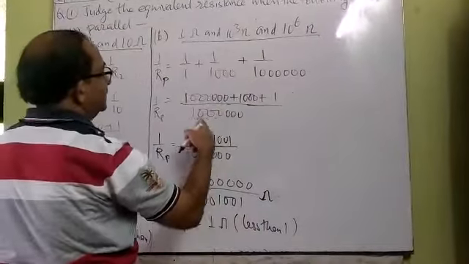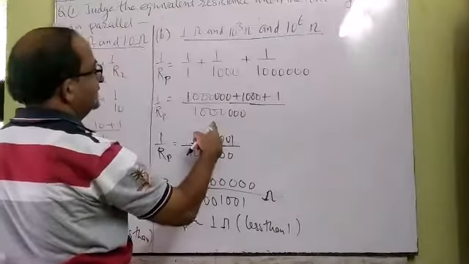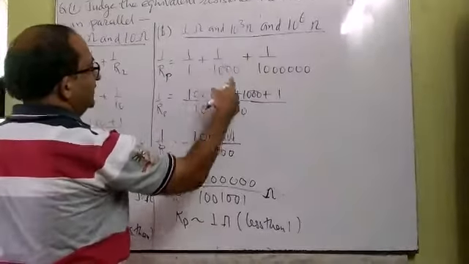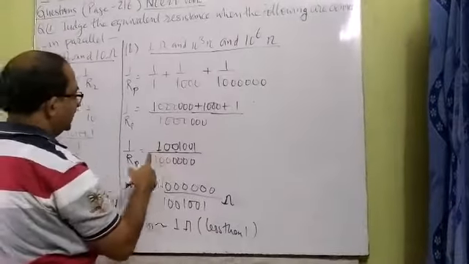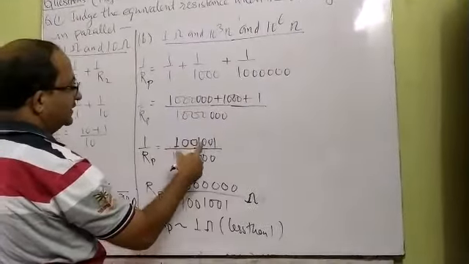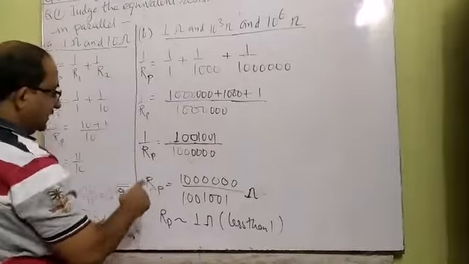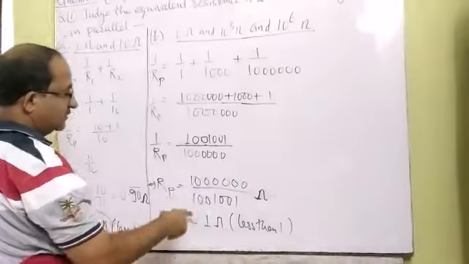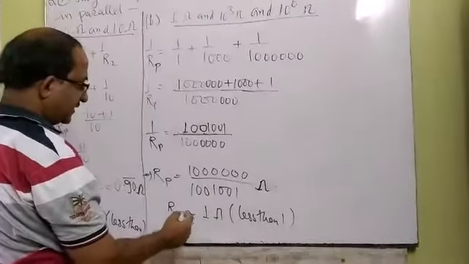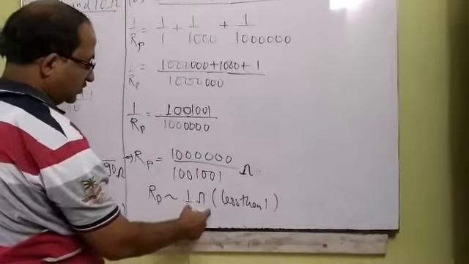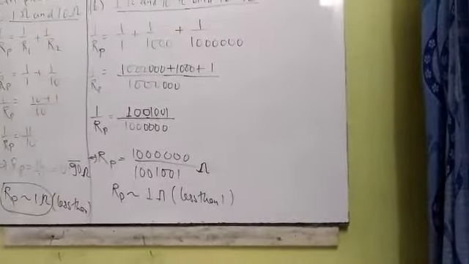Now by taking the LCM of all 3, 10 lakh is the LCM. So here is 10 lakh, here is 1000, here is 1. So when we add them, it will be 10 lakh 1001 divided by 10 lakh. It implies Rp will be equal to 10 lakh upon 10 lakh 1001. It is again approximately equal to 1 ohm but less than 1.